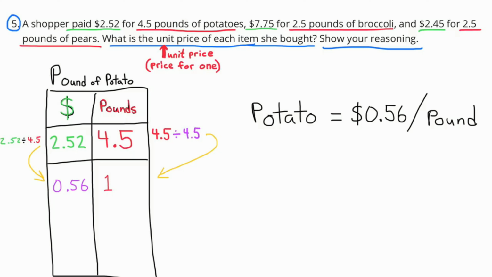She paid $2.52 for 4 5/10 pounds of potatoes. So to find the unit price, the price for just 1 pound, we would have to divide 4 5/10 by 4 5/10. And that gives us 1 pound. Since we divided the right side, or the pounds, by 4 5/10, we'd also have to divide the left side, or dollars, by 4 5/10. So 2 52 hundredths divided by 4 5/10 equals 56 hundredths, or 56 cents. The potato was 56 cents per pound.